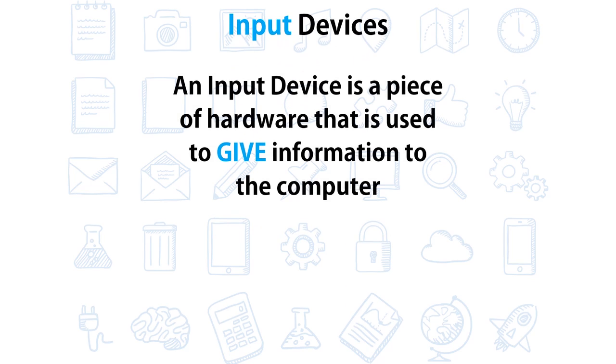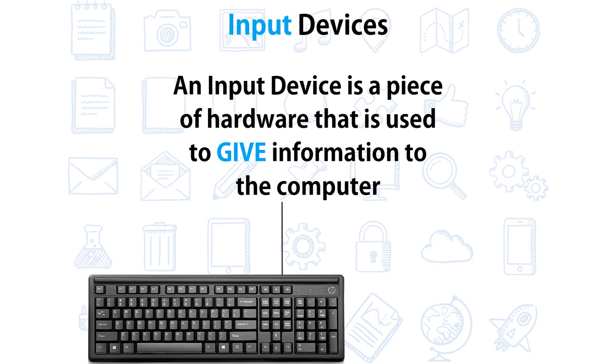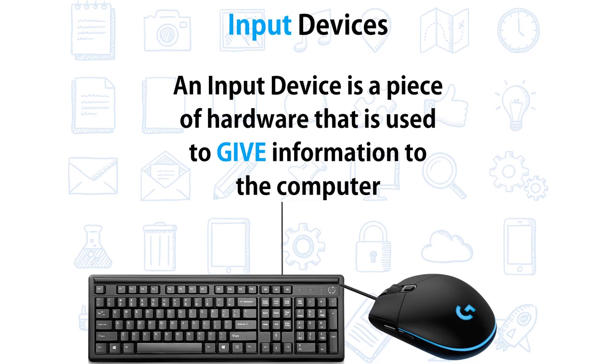An input device is a piece of hardware that is used to give information to the computer. Like the keyboard, we use the keyboard to type, so we are giving information to the computer. The mouse, we use the mouse to select objects, open files, and click on icons, so we are giving information to the computer using the mouse, and this is why it is an input device.